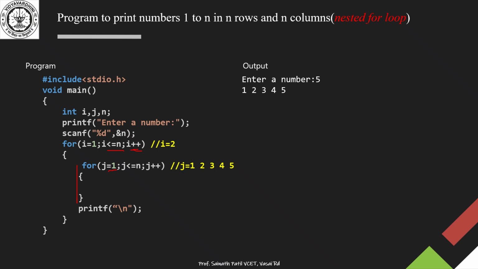That means this part will print %d. Then this inner for loop will get executed again for 1, 2, 3, 4 values of j, so it will print the second row as 1, 2, 3, 4, 5. Once it comes out of the inner for loop, it will print \n, just to take a new line.